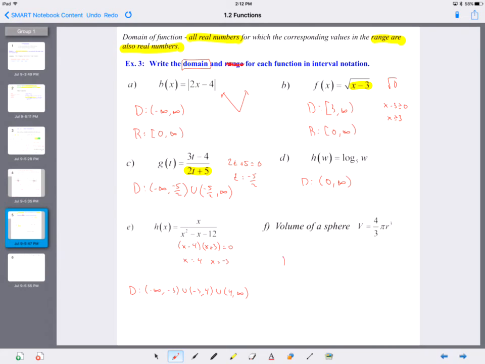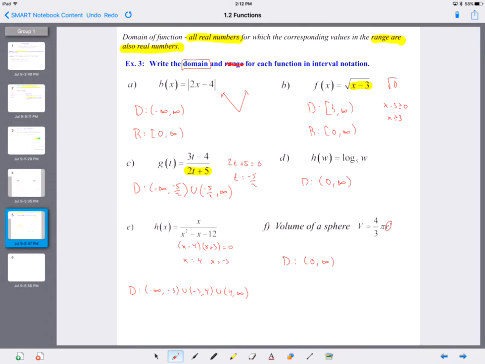And then your last one, the domain of the volume of a sphere. Well, your R value. What can you plug in for the radius of a sphere? Well, you can plug in anything except for 0 and negative. So your domain would be 0 to infinity. So kind of a more real-life application.